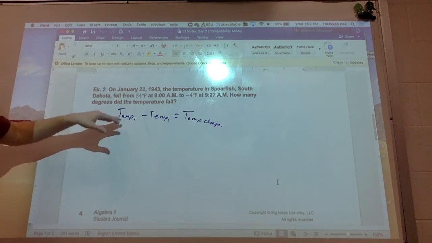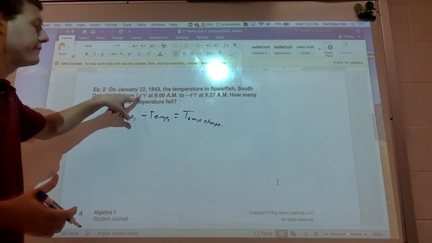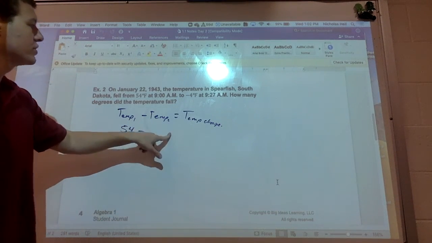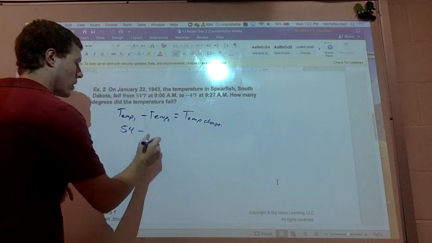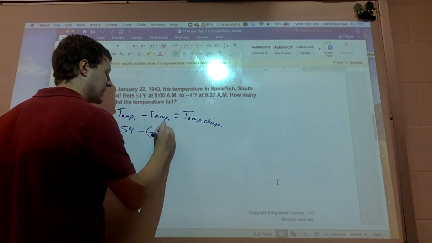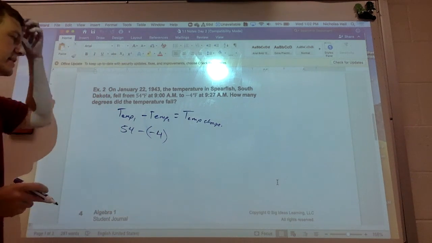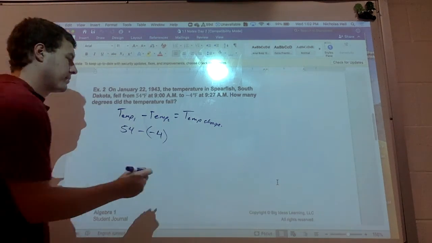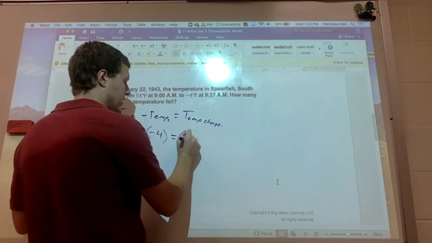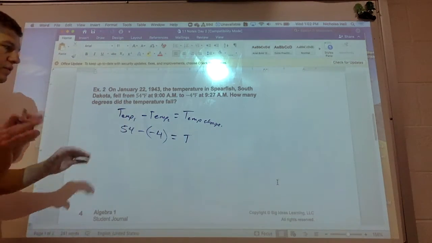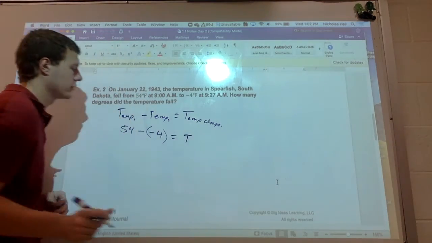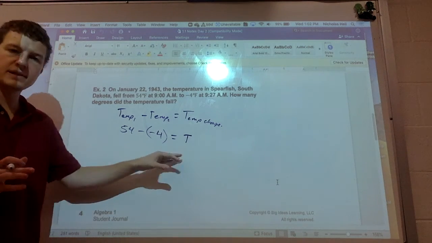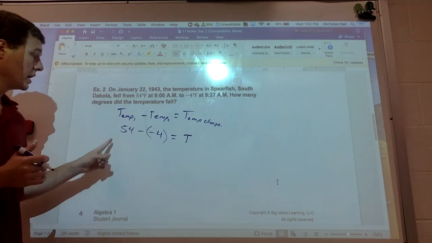So the temperature 1, what did we start with? Well, that's got to be 54 degrees. So 54 minus temperature 2 was -4. I'm going to use parentheses. It's always a good idea to use parentheses when you substitute something in, even more so when it has a negative sign in it. Equals our temperature change. So I'm just going to label that as T, just a regular T, our final T that I want for right now. So, well, T's already alone, so that's nice. We don't actually have to solve for it.